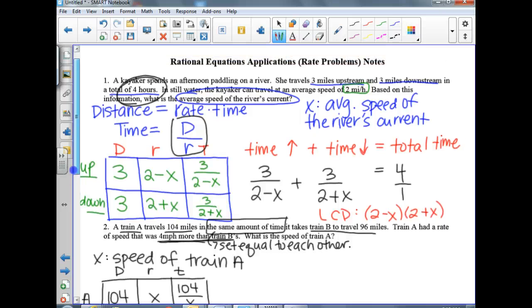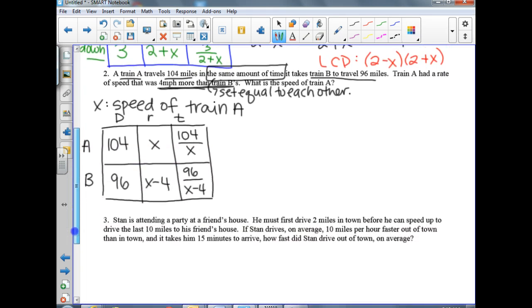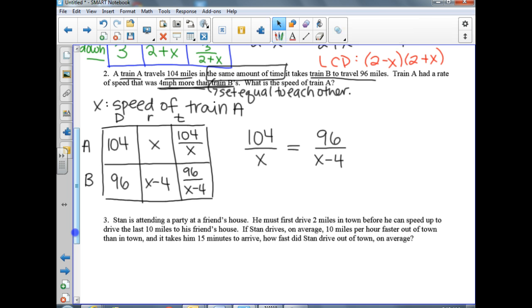This one said it took a total of 4 hours, so that's why we had to add them. Here, it's the same amount of time. So we have train A is equal to train B. So what's the LCD on this one? Perfect. The LCD is X and X minus 4.